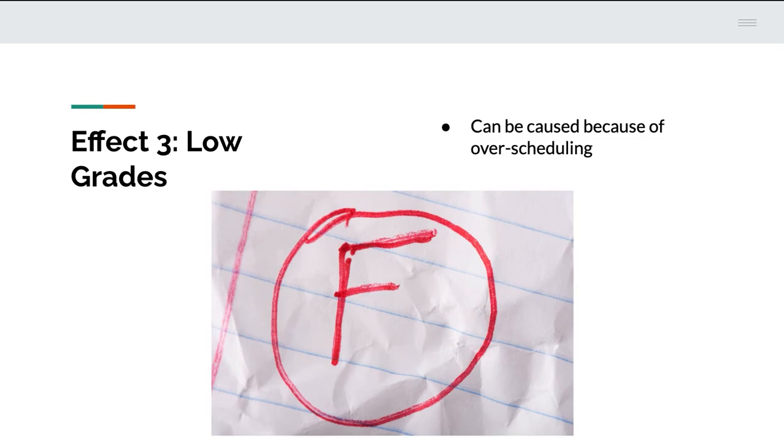Effect 3. Low grades. Low grades can be caused by overscheduling, which happens if you have too many responsibilities. Not enough time to study or complete assignments on time leads to low grades.